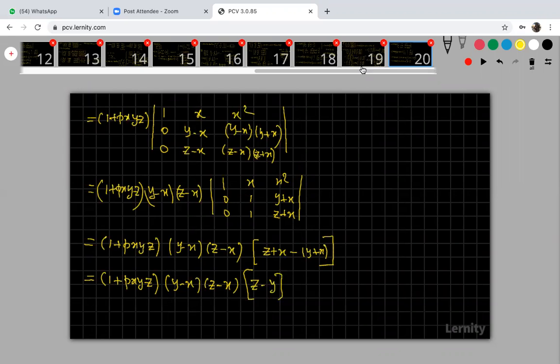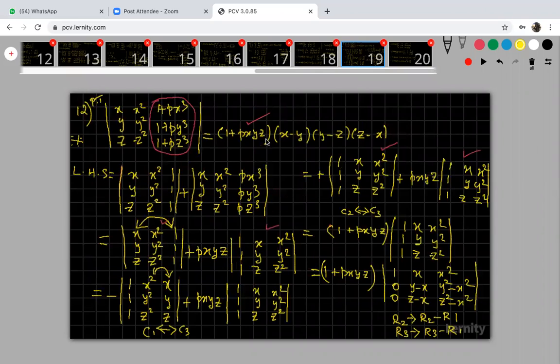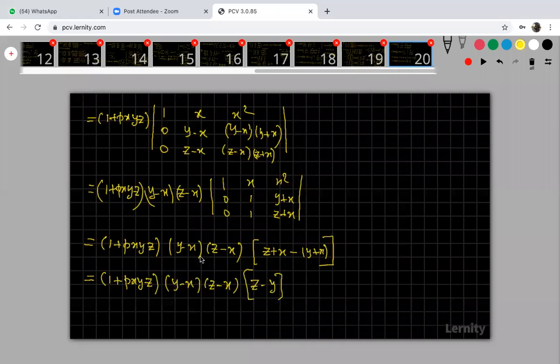But look at that. Compare with the answer. So here 1 plus p, x, y, z, x minus y. We need x minus y, but we are getting y minus x, interchanged. That means taking minus outside. When you're interchanging x and y, then I will get minus. That means taking minus outside. This is x minus y.